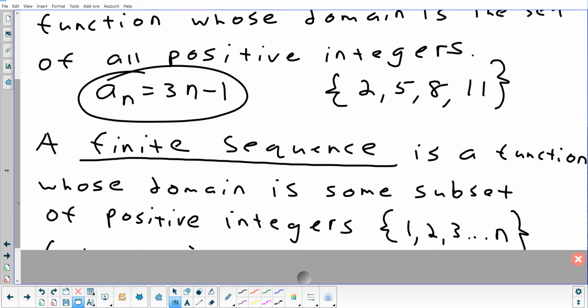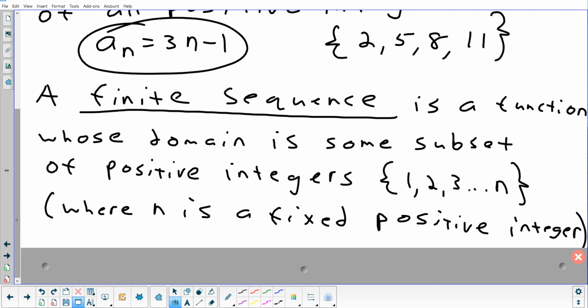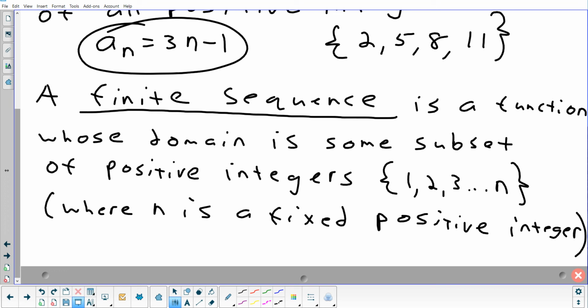So a finite sequence only uses a subset of positive integers as its domain versus all positive integers. What that highest value is, we don't know. It depends on how big your sequence is. If this sequence had 4,000 or 5,000 more terms in it, then n could be 4,000 or 5,000. But the point is, it does stop somewhere in a finite sequence. Any questions on that?